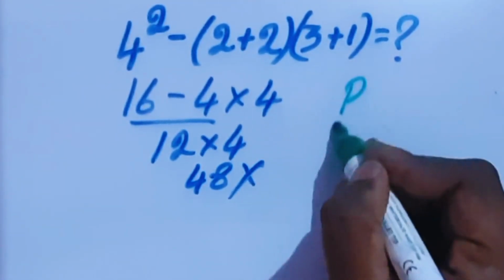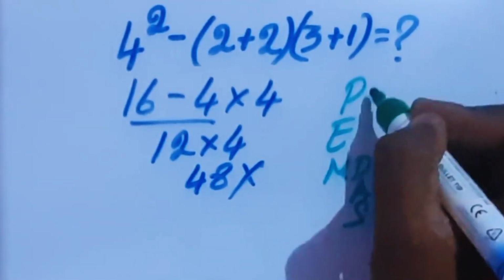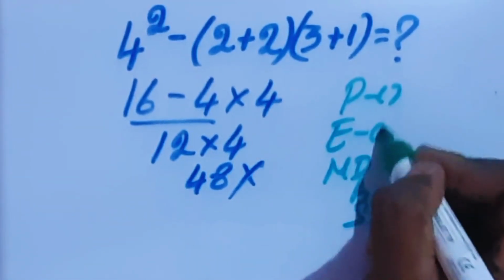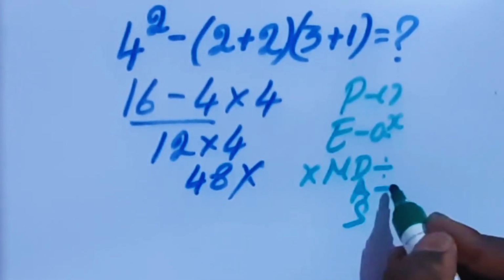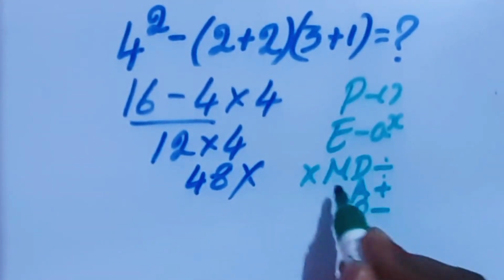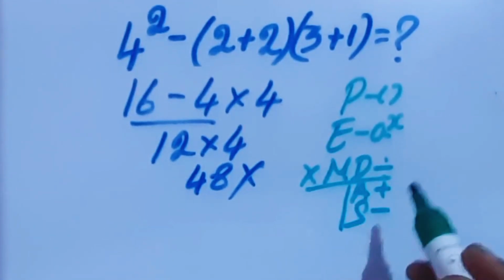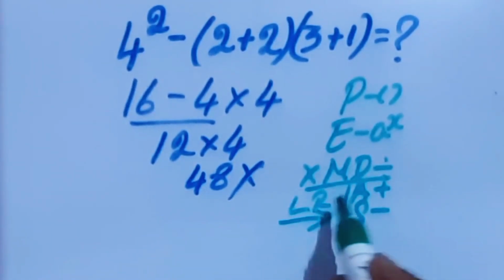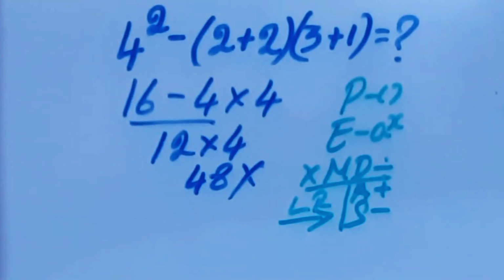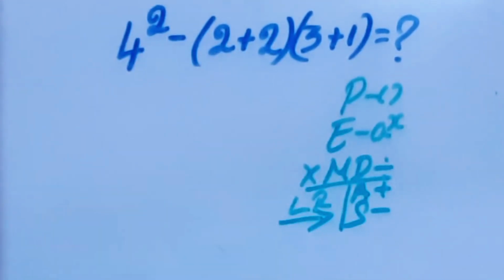Here we are going to introduce that PEMDAS rule from order of operations. Here, P is bracket, E is exponent, M stands for multiplication, D stands for division, A stands for addition, S stands for subtraction. Here, multiplication and division are equal priority, addition and subtraction are equal priority. For this equal priority, we are going to introduce another rule called left to right in the problem. Now, we are going to solve this problem in the correct way by using this order of operations PEMDAS.